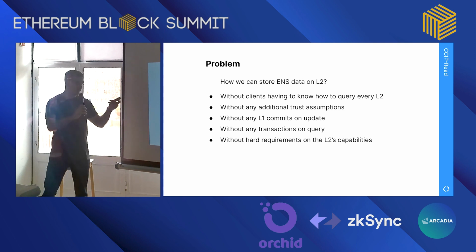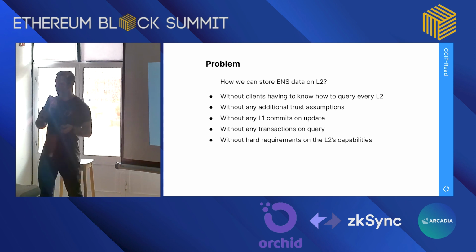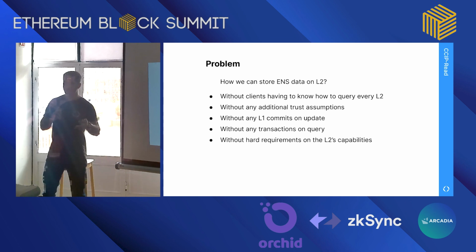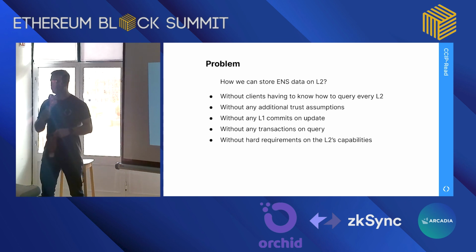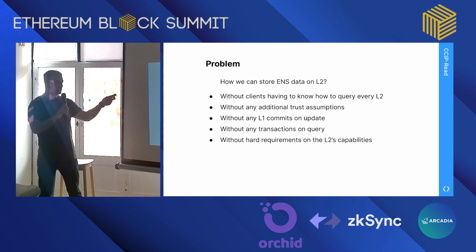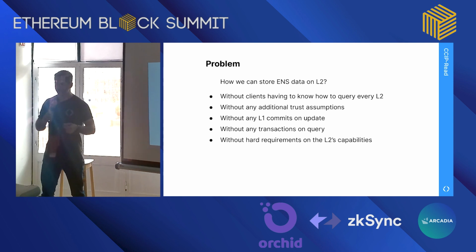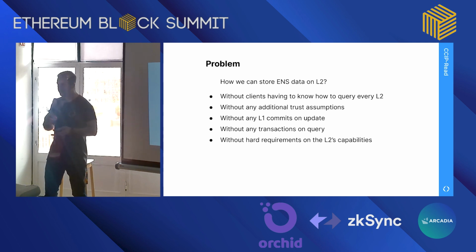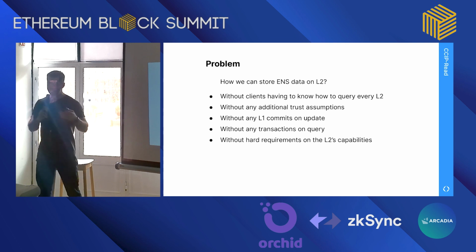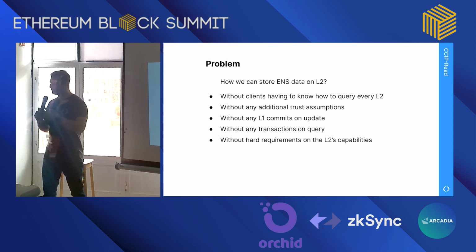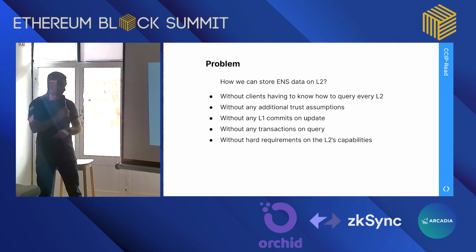It means that the client doesn't really have to know which L2 we are interacting with, because we are using this primitive and all of these L2s have it by default. And without any additional trust assumptions, like the token bridges that use this message passing primitive, there is a trustless way of checking the storage proofs. So we are not introducing any additional trust assumptions.